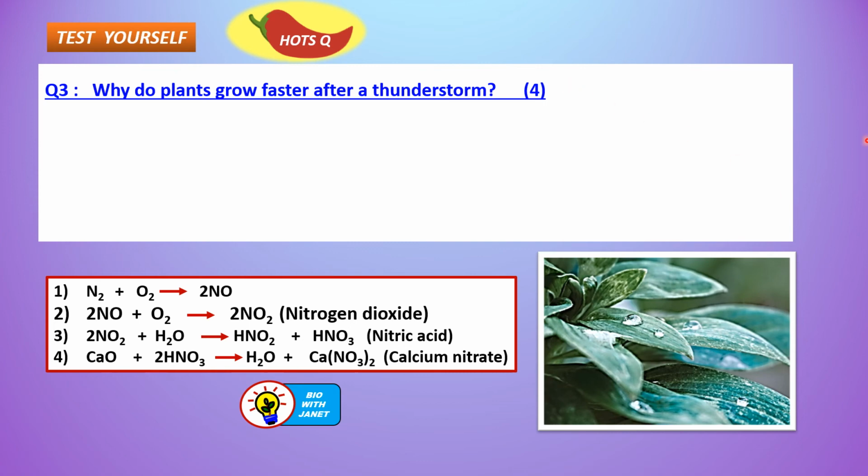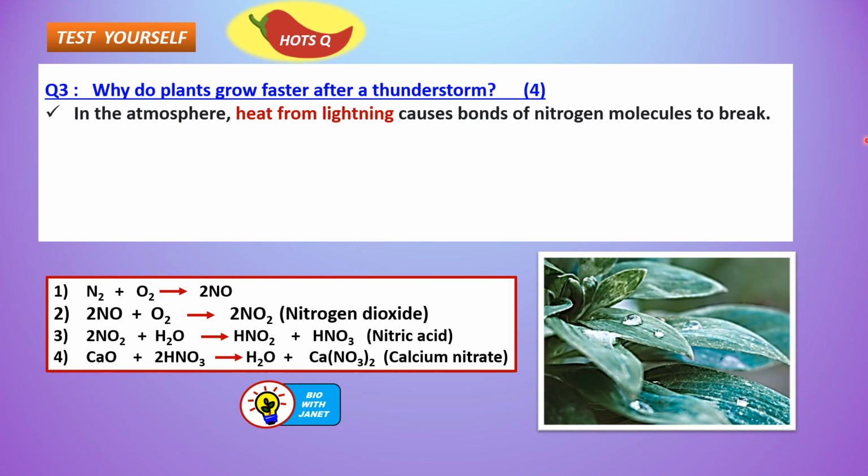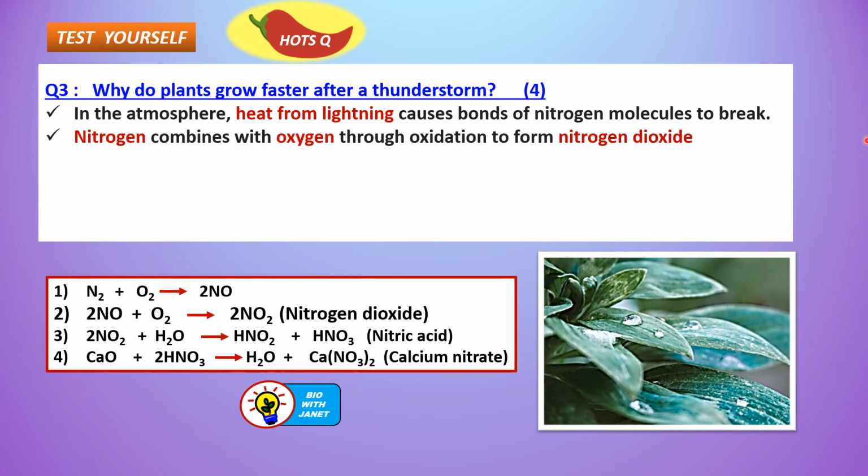Right, let's look at the answer. In the atmosphere, heat from lightning causes bonds of nitrogen molecules to break. Free nitrogen atoms combine with oxygen to form nitrogen dioxide through oxidation. So we are talking about the action of lightning that causes the formation of nitrogen oxide through oxidation, whereby the nitrogen atoms combine with oxygen.